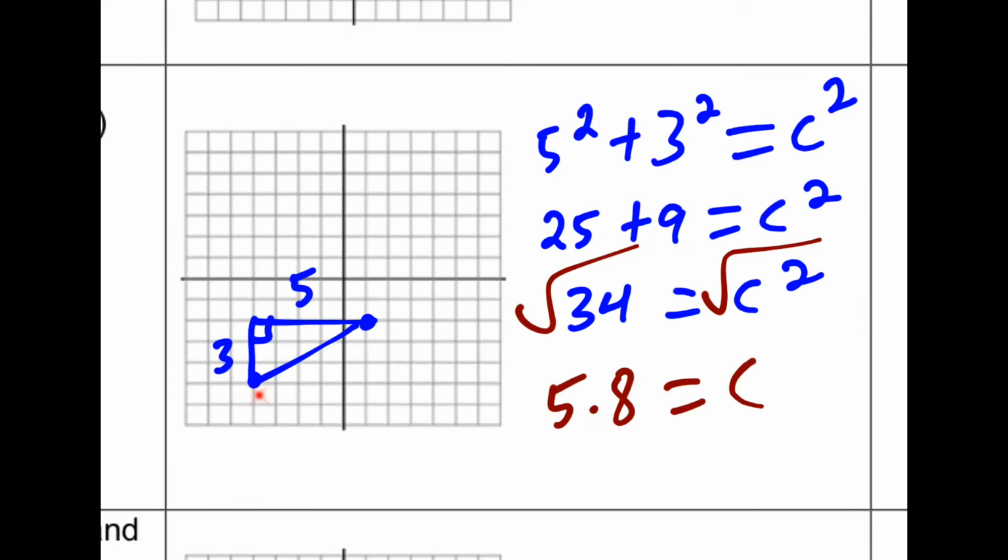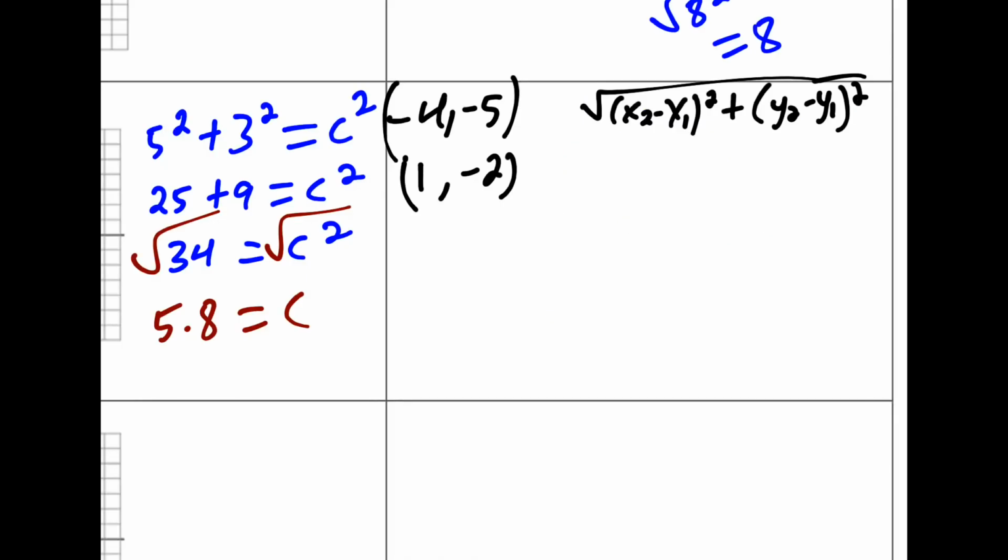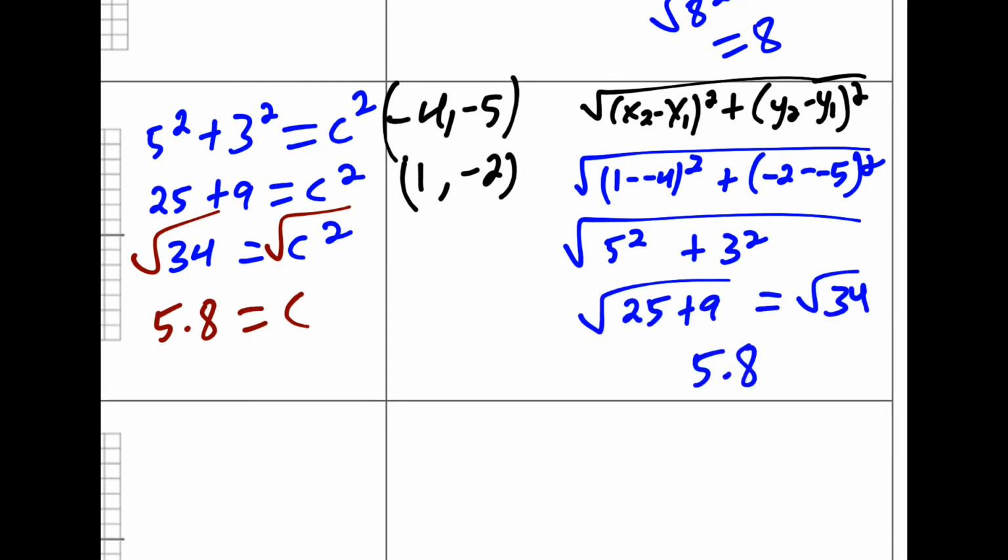You can't count on the diagonal because it's not 1 by 1, so you have to use something like the Pythagorean theorem. Here are my 2 points. Here's my formula, the distance formula. I will take 1 for the second x-coordinate and negative 4 for the first. I'll take negative 2 for the second y-coordinate and negative 5 for the first. If I simplify a little bit, you get the same answer, 5.8. And you should see that 25 and 9 show up regardless of the method you use. The distance formula is just better for when you don't have a graph and you can't see the triangle.